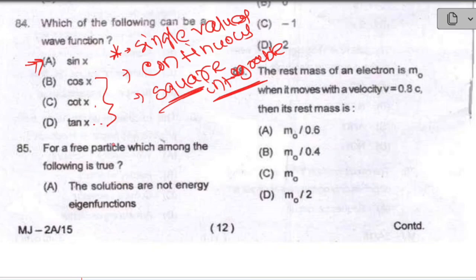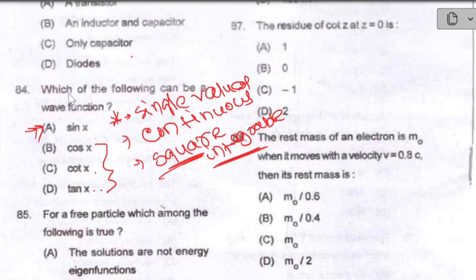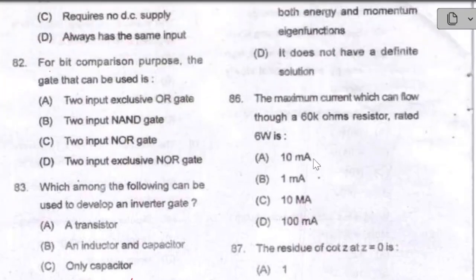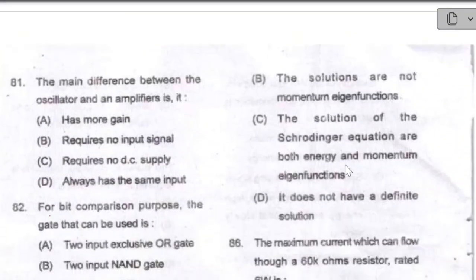Next, 85. For a free particle, which among the following is true? The solutions are not energy eigenfunctions. No. The solution of a free particle, we know, is an eigenfunction of energy. So let's check other options. The solutions of the Schrodinger equation are both energy and momentum eigenfunctions.